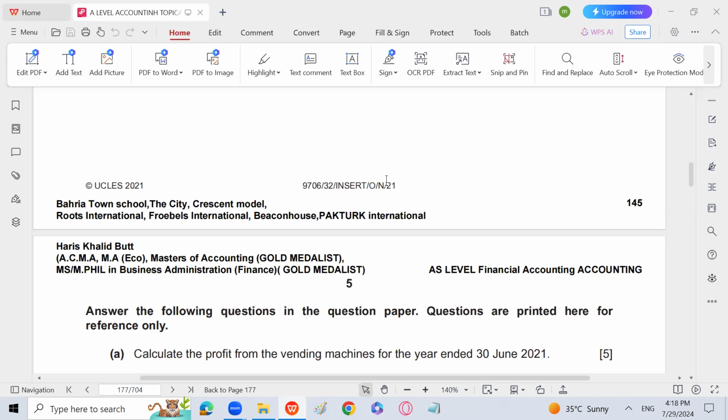Non-profit organization from A2-Accounting, and this question has come in October-November 21-32. This is a very typical question and one of the difficult questions considered regarding non-profit organization in A-levels.